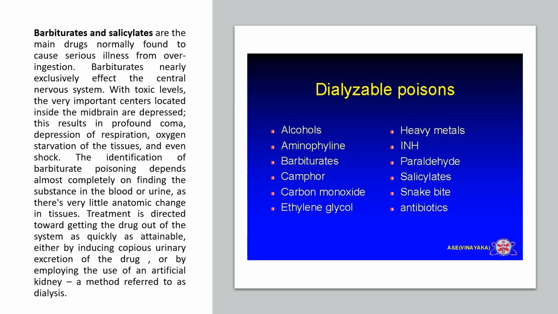The identification of barbiturate poisoning depends almost completely on finding the substance in the blood or urine, as there's very little anatomic change in tissues. Treatment is directed toward getting the drug out of the system as quickly as attainable, either by inducing copious urinary excretion of the drug or by employing the use of an artificial kidney, a system referred to as dialysis.